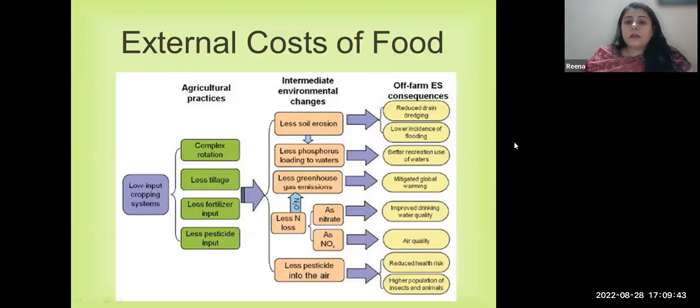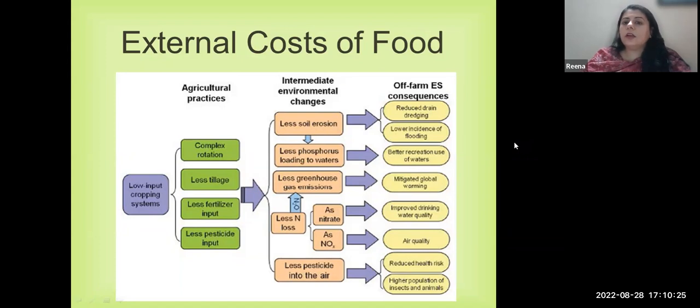Now if we look at the external cost of food, we have low input cropping systems, with agricultural practices like complex rotation, less tillage, less fertilizer input, and less pesticide input. This is the scenario where we are not going for unsustainable practices. We are, in contrast, going for sustainable practices, where we might have to compromise on production capacity.